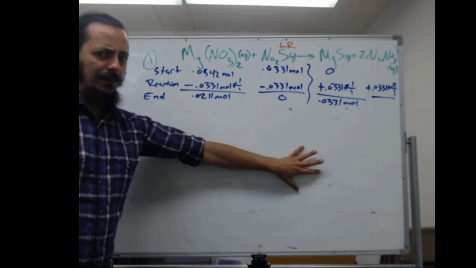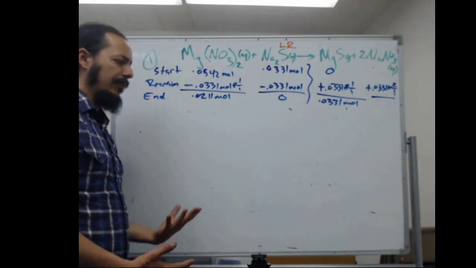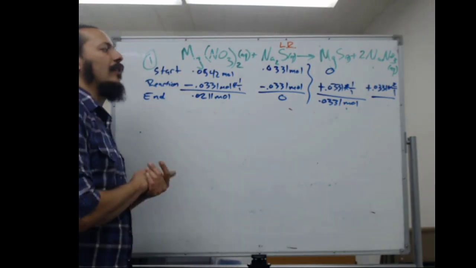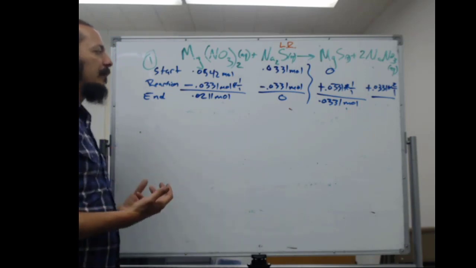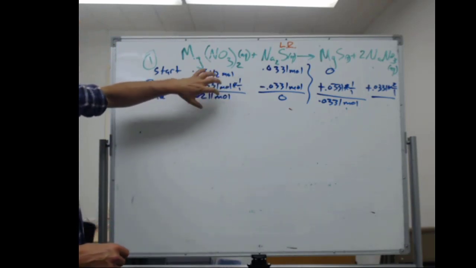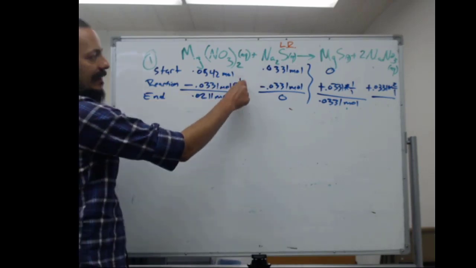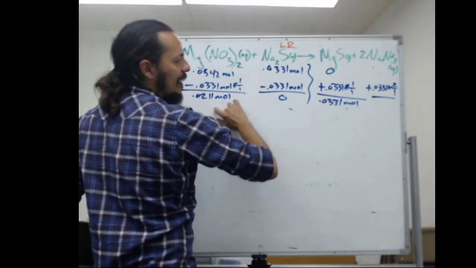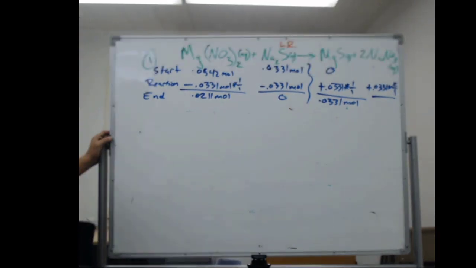Practice the long way a couple times. If you're not terribly comfortable with stoichiometry, practice the long way first. Get comfortable with it, because you'll notice in this condensed way of writing it down, it's really easy to lose track of your mole ratios, which things you're adding, which things you're subtracting. So make sure you've got some practice there.